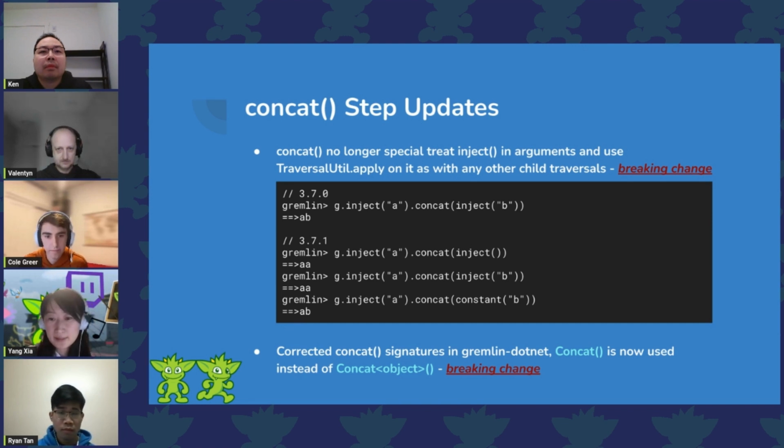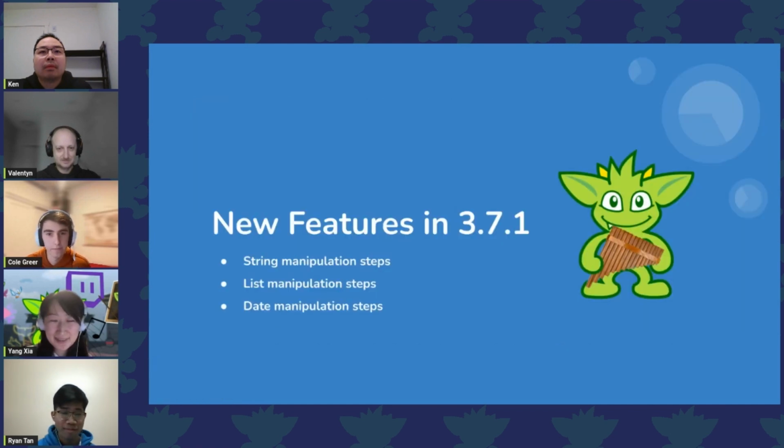And then in addition, we realized that the type parameter for concat in .NET was actually unneeded. So that would be a breaking change, but it should make concat traversals easier to write now. You don't have to add the object part of it. So yeah, and with that, we can lead into all these new features, which should be the meat of our presentation today.